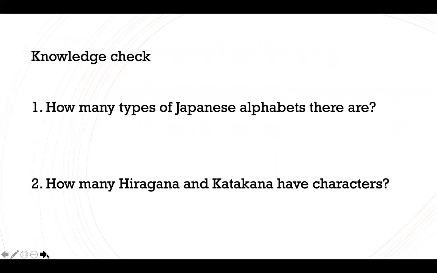The first question is, how many types of Japanese alphabet are there? Yeah, the answer is 3. We have hiragana, the most basic one, katakana, and kanji. So how many characters do katakana and hiragana have? Again, kanji have more than 8,000, but hiragana and katakana have about 50 characters.